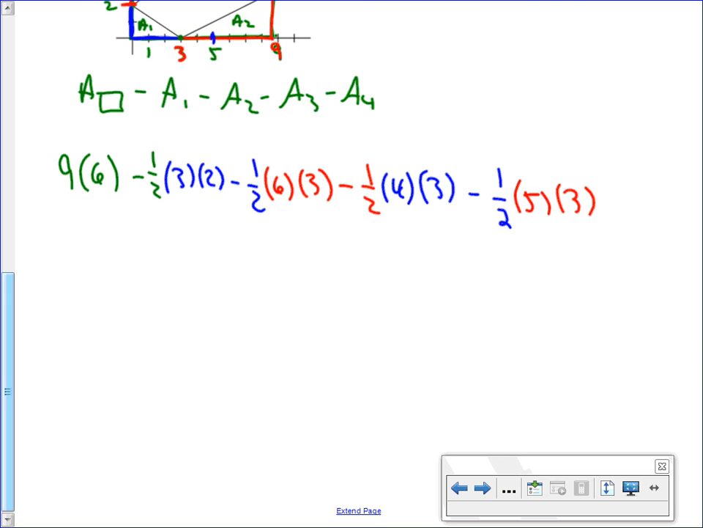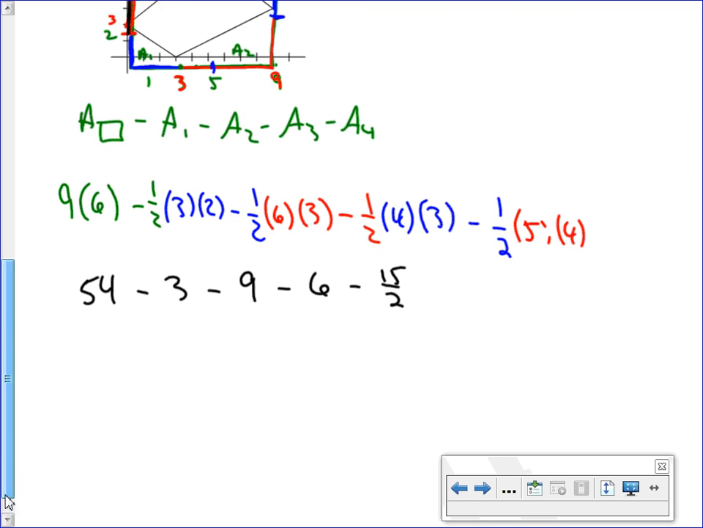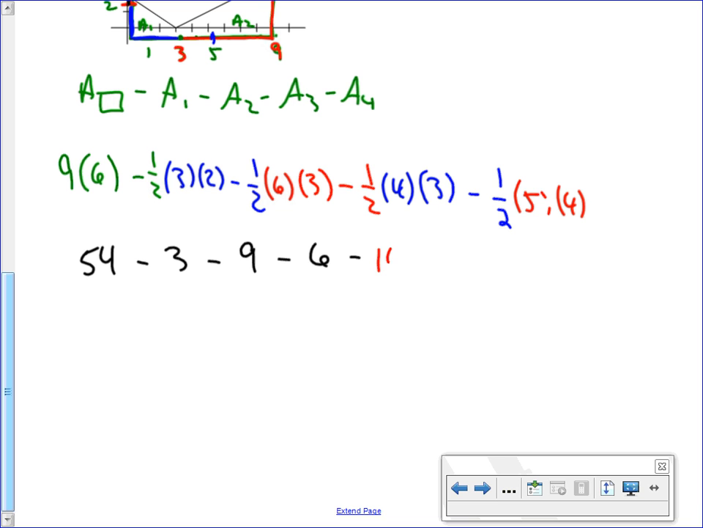Okay? And then you can do this with your calculator, or you can do it without your calculator, whichever makes you happier. 54 minus 3 minus 9 minus 6 and minus 15 over 2. One of those did not come out to be a nice number. Anyway, wait a minute, I got to put it on here. That last height, I did from 2 to 6, right there, from 2 to 6, that's 4, not 3. And that's 4. Above all, make sure you count right. Okay? So that's not 15 over 2, that is 10.